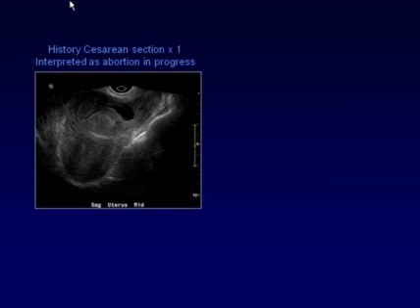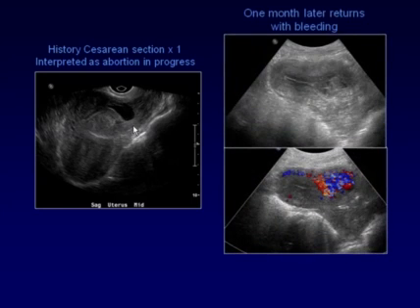Another patient with a history of only one prior cesarean section came in. She was pregnant and having bleeding. There was a gestational sac low in the uterus and it was empty and interpreted as an abortion in progress. She returned, however, 1 month later with bleeding, and this is the transabdominal view of her uterus.